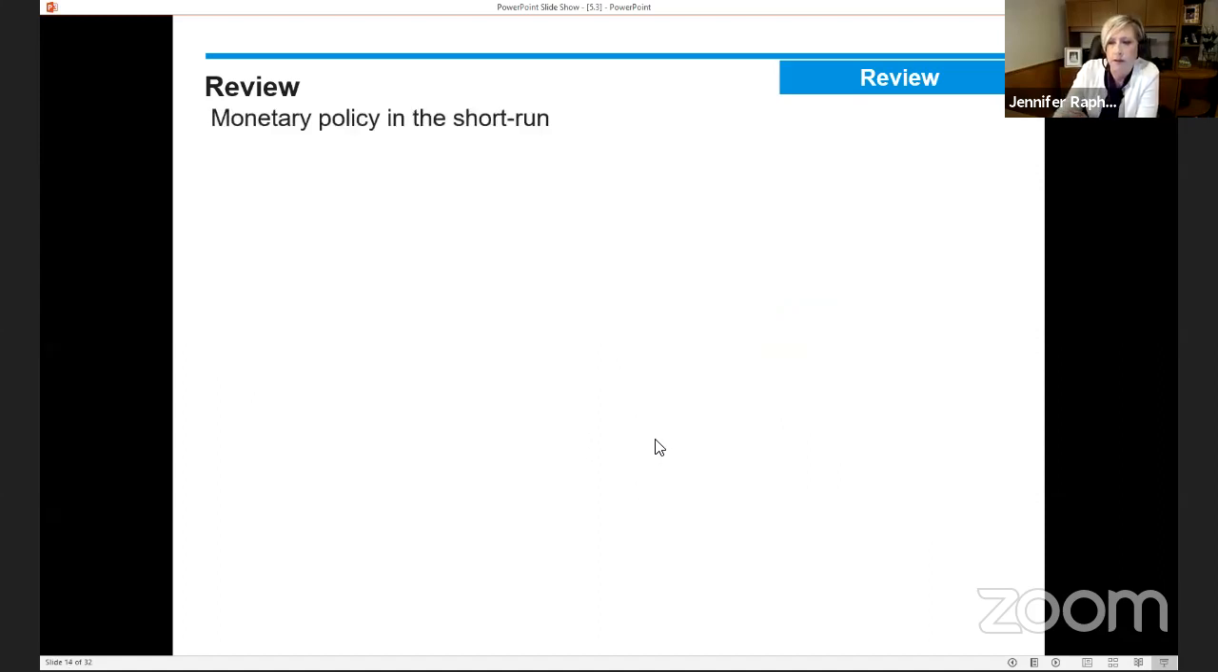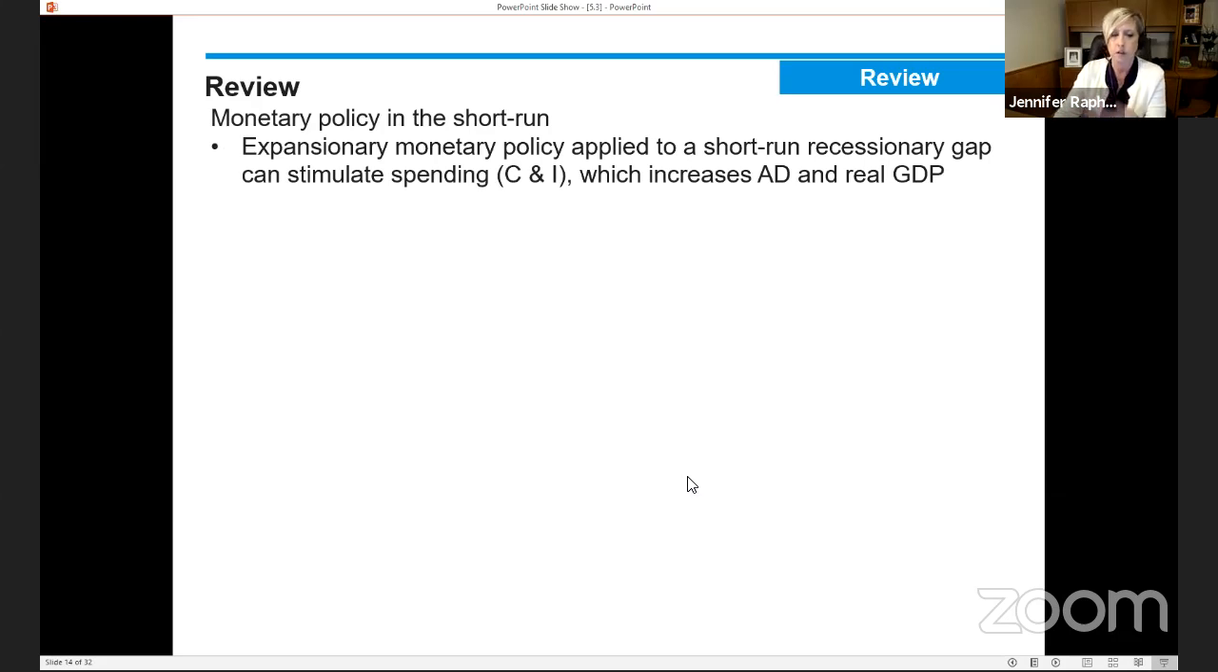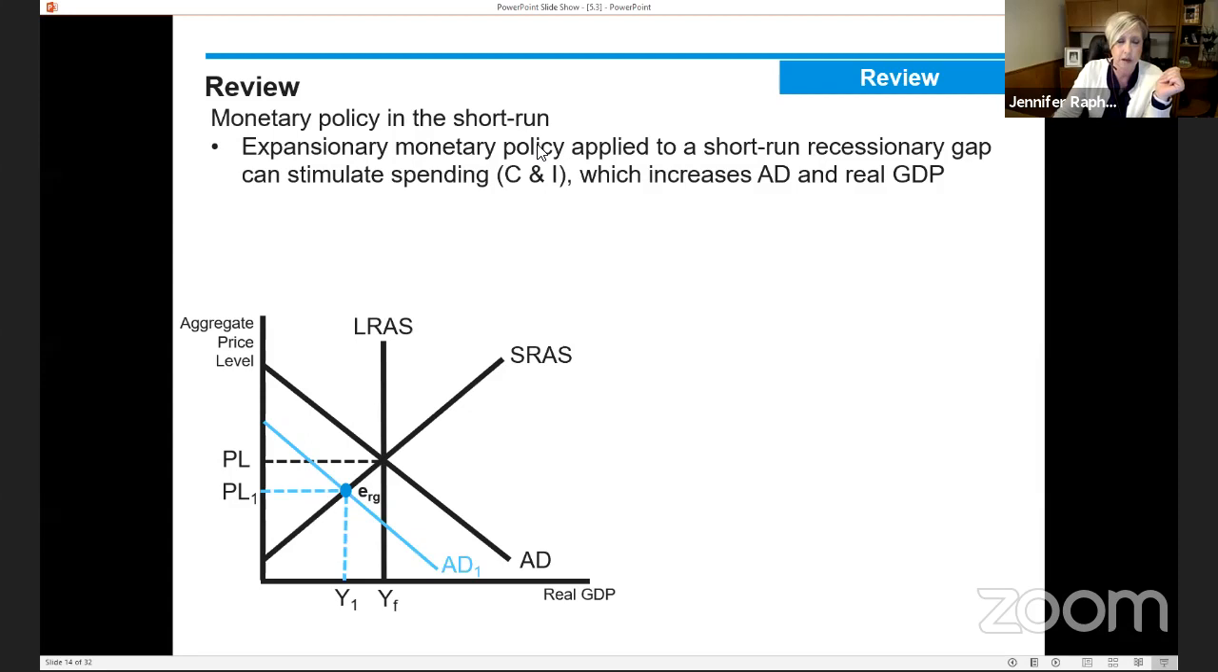You've also learned about monetary policy in the short run, and you've learned about how it is applied to short run output gaps. So we've learned that expansionary monetary policy that's applied to a short-run recessionary gap can stimulate spending and borrowing, which increases aggregate demand and real GDP. Remember that monetary policy influences spending through the interest rate. So it's really that spending that people do with borrowed money that causes aggregate demand to change as a result of changes in the interest rate. So when expansionary monetary policy is applied to a recessionary gap, that's what we're showing here.